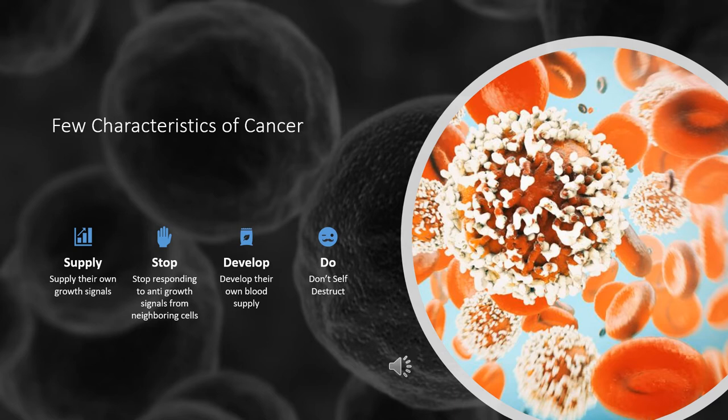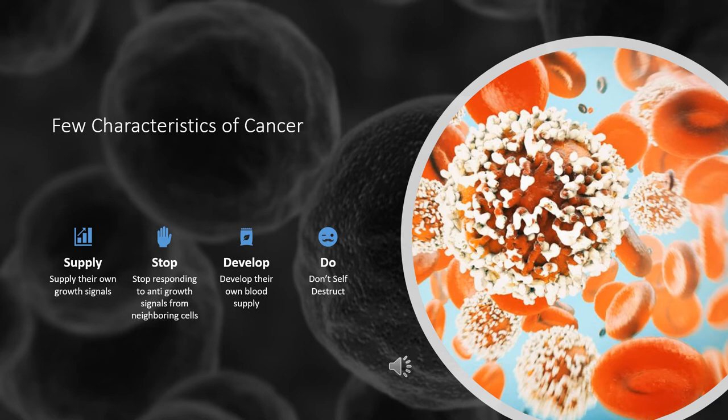Supply their own growth signal. What does that mean? Normal cells receive their growth signals from neighboring cells or hormones, but cancer cells generate many of their own growth signals. They also coerce their neighbors to make growth factors that stimulate their growth. So they further provoke other cells to follow the same league and divide abnormally.